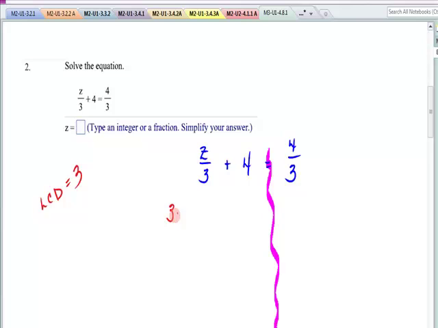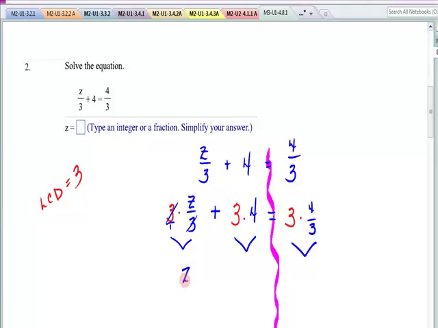I'm going to multiply 3 times z over 3 plus 3 times 4. Just because that doesn't have a denominator, you can't skip it. You're distributing the 3 to all the terms on the left. And on the right side, it's 3 times 4/3. So you have to do each one of these. Every term in the equation, whether it's a fraction or not, has to be multiplied by the LCD in order to maintain equality.